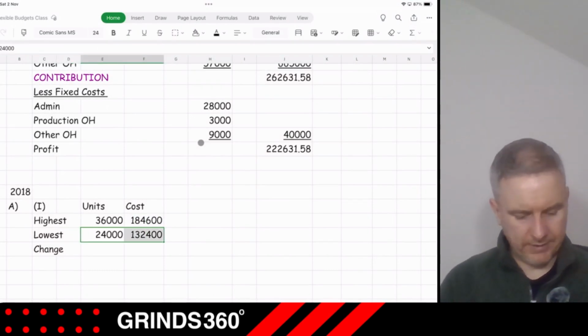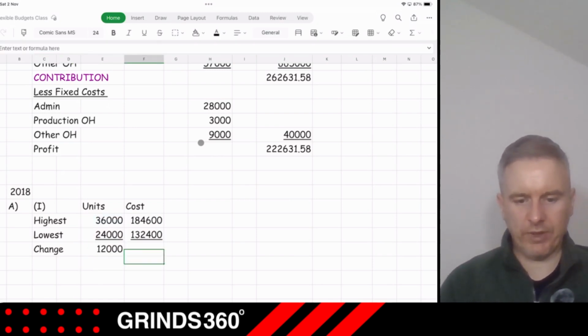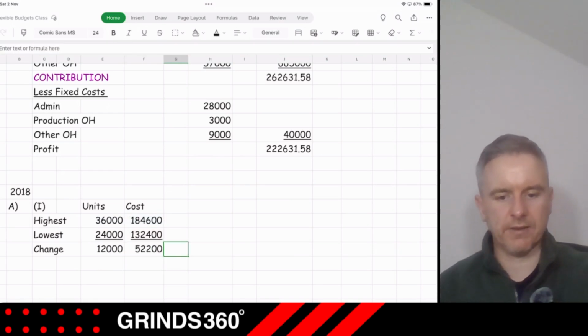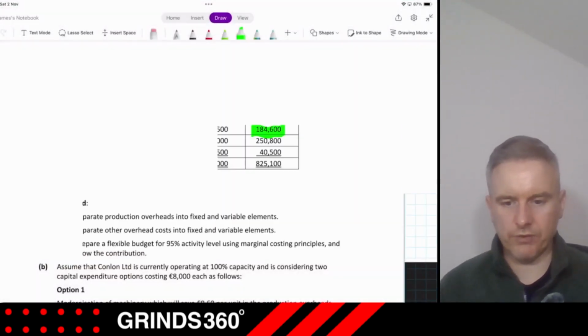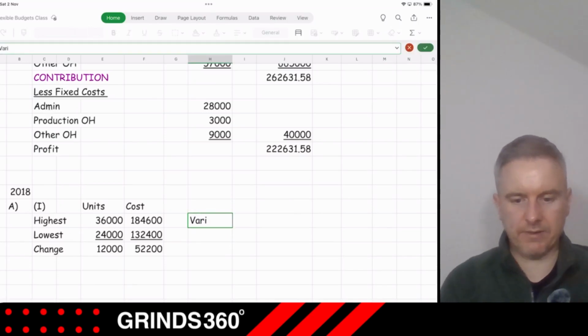And you might notice that the numbers aren't as nice to deal with. They're kind of bringing in the hundreds there now. Sometimes when it's left in thousands, it's a little bit easier to see it. So 184,600 and 132,400. And then how do I get my variable cost?